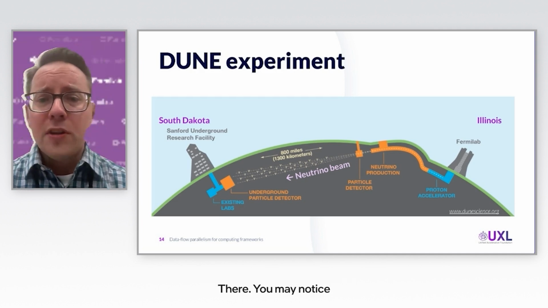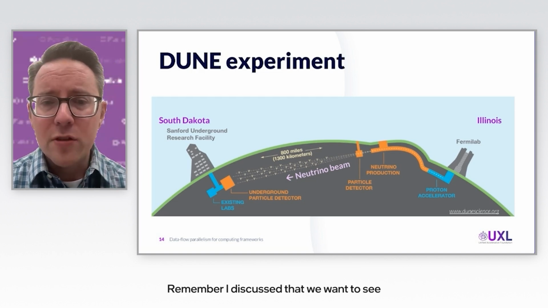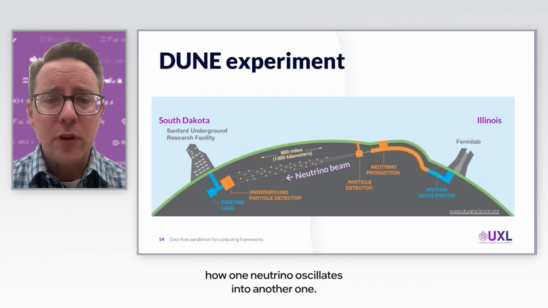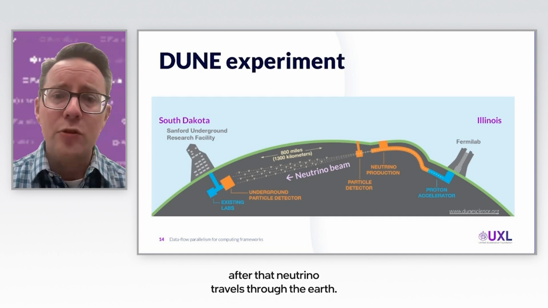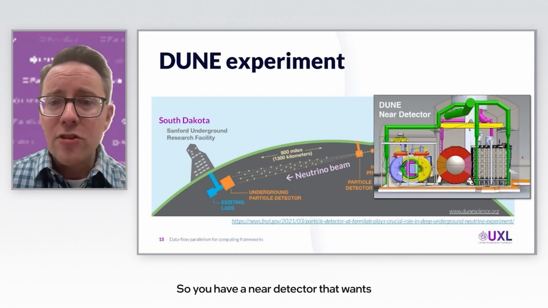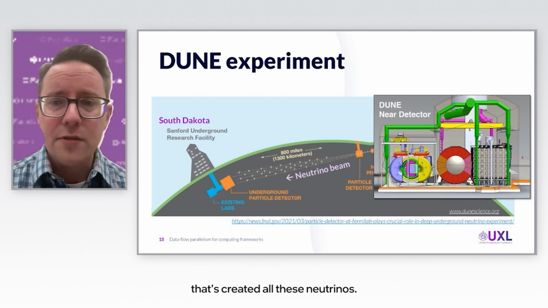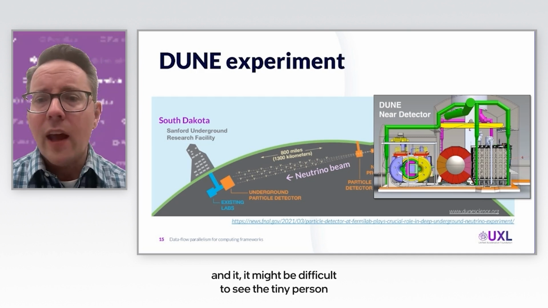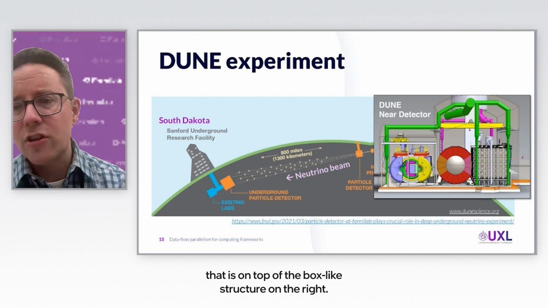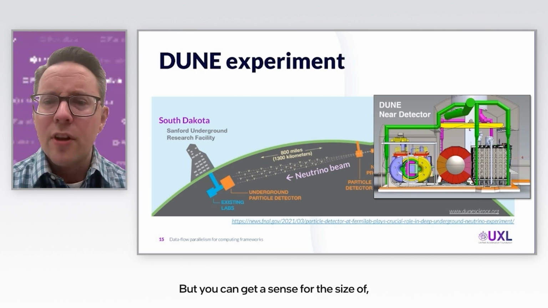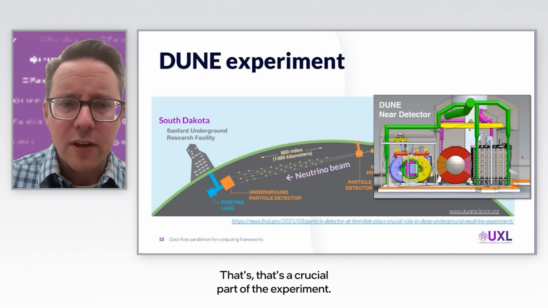there. Now, you may notice that there are actually 2 detectors here that are required. Remember, I discussed that we want to see how one neutrino oscillates into another one. To do that, you have to figure out what you're starting with and what you're going to end up with after that neutrino travels through the Earth. So you have a near detector that wants to make sure certain properties of this beam that's created, all these neutrinos. It's a complicated device, and it might be difficult to see the tiny person that is on top of the box-like structure on the right, but you can get a sense for the size of the near detector. That's a crucial part of the experiment.